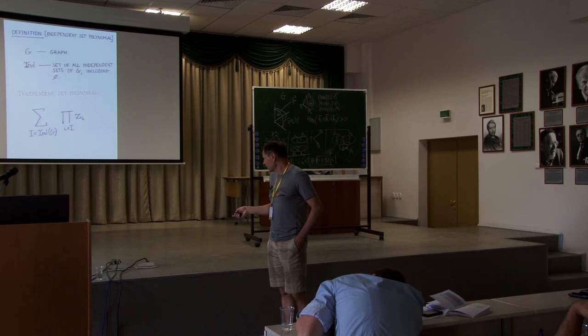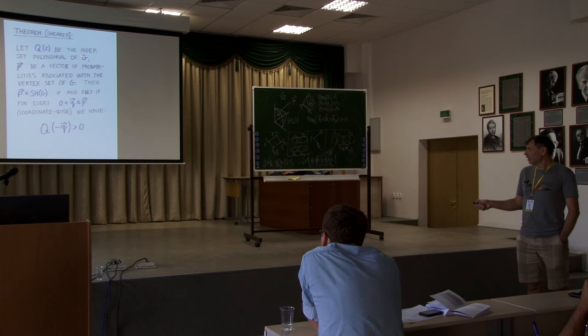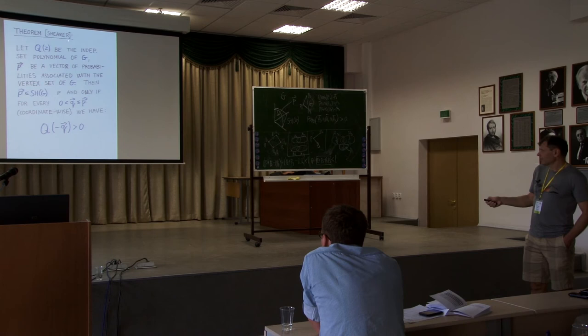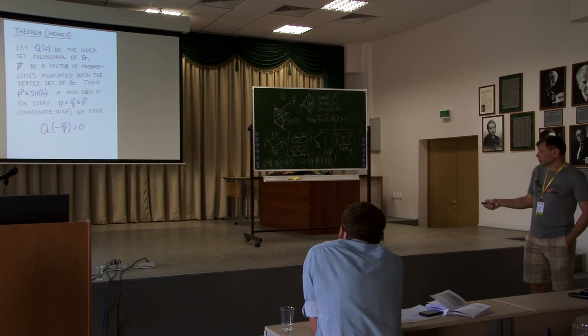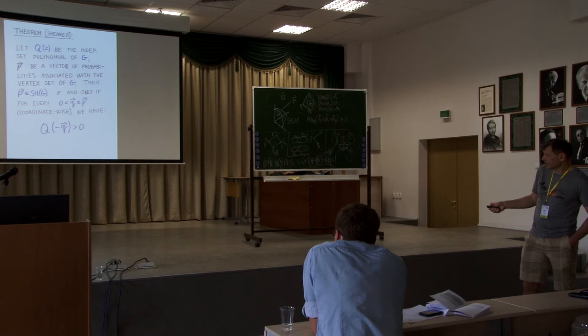So Shearer's theorem says the following: if Q is the independent set polynomial of the graph G, and P is a vector of probabilities that we associate with the nodes of G, each node of G with one of the p_i. So when is this vector p going to be in this Shearer domain? It is going to be if and only if we take any vector q which is coordinate-wise less than or equal to p, and we plug in this q, actually the minus of that, into the independent set polynomial. And it's important, this minus is important.